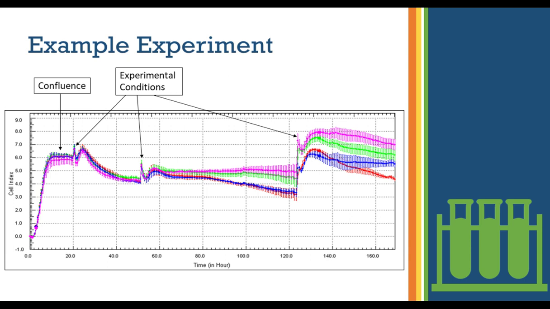You can see on the x-axis at the bottom that this is in hours, and this is about 160 hours, so we went out several days with this specific experiment. There's an example of the plateau when our experiment reached confluence. And these little spikes are when I paused the machine to pull out the plate to add whatever experimental conditions.